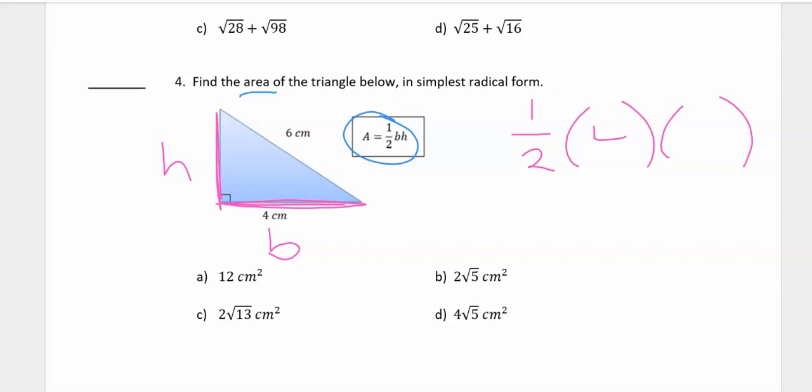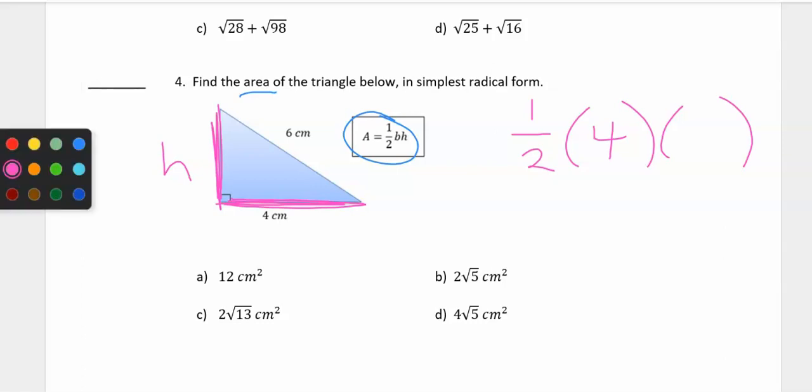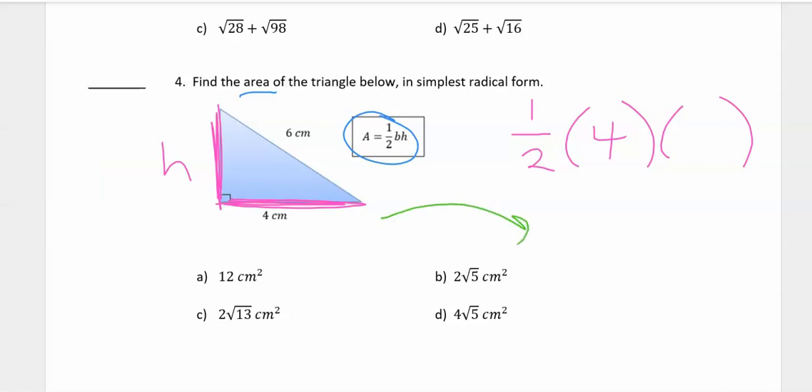We have the base is 4 right here. I just need the height, so I have to figure that out. To figure that out, you use Pythagorean theorem. If it's a right triangle, you use Pythagorean theorem to find a missing side. So let's do that work here. A squared plus B squared equals C squared.